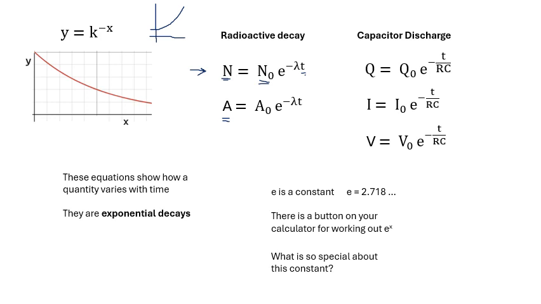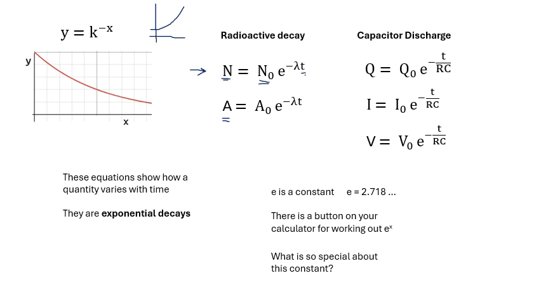In these equations, our constant is this thing, little e. Now, what is little e? Little e is a constant. It's 2.718. It's an irrational number. Goes on forever. There's a button on your calculator, I'm sure you know where it is, e to the x. What is so special about this constant? Why 2.718? What's that all about then?